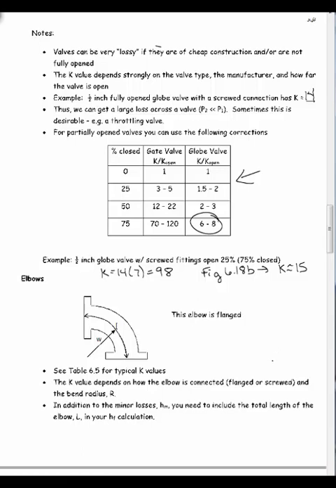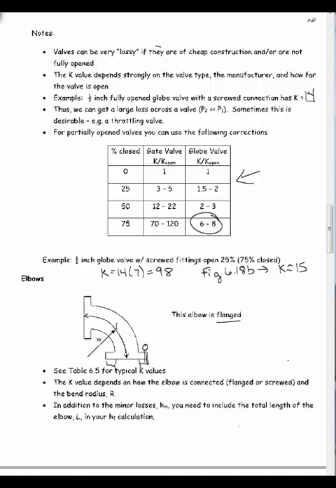Another thing is elbows. Elbows are going to give you some losses. A flanged elbow is better than a screwed elbow. This is a flanged elbow, and it's going to connect to another piece of pipe that's flanged as well, and maybe you put a bolt through here. Very little disturbance in the flow, at least at the connections. So flanged is better than screwed. Screwed is where one side screws into the other side. You need to know which is which before you decide what K value you're going to use.